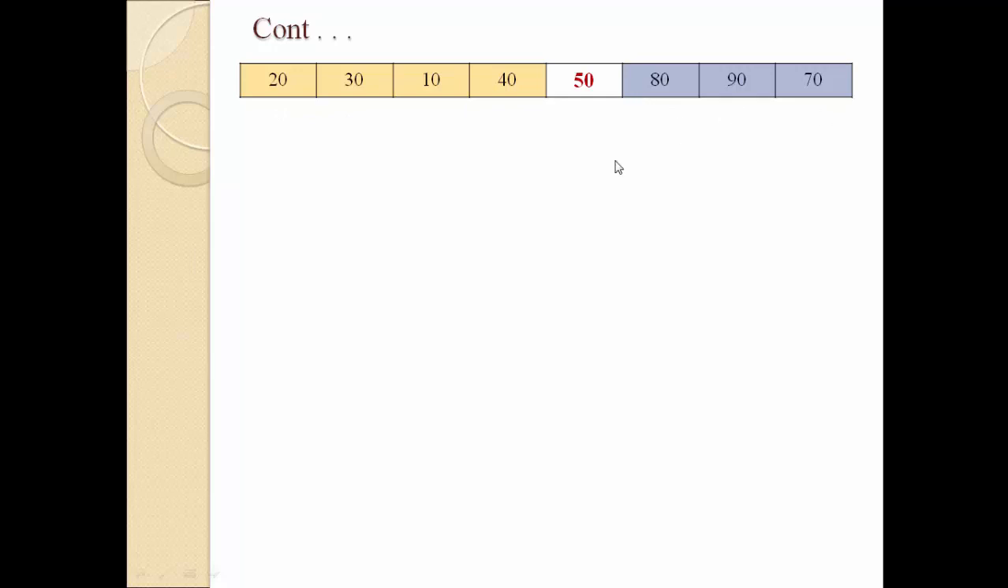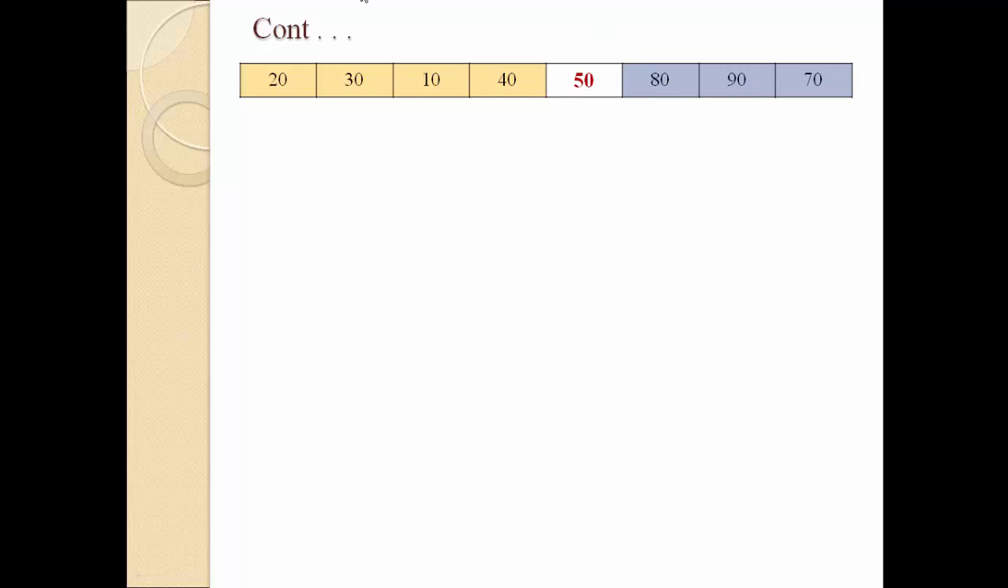Now concentrate here, just see this list. You can conclude that all the values on the left side of the pivot are always less than the pivot element, and the numbers in the right part are always greater than the pivot element. Just check here, 50: the values in the left part, 20, 30, 10 and 40, are all less than 50, and the values in the right part will automatically be larger than 50. So 80, 90 and 70 are larger than 50. So it means that our pivot is on the correct position.